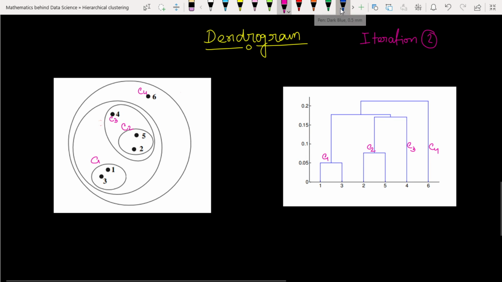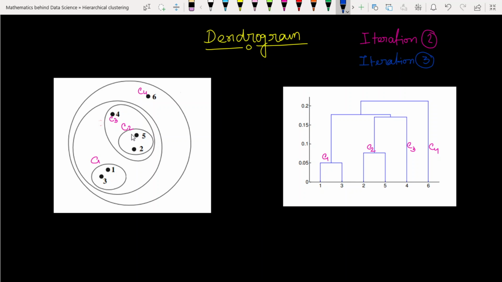Now let's see iteration 3. In iteration 1 we made each point a single cluster. Now in iteration 3 we will take the closest clusters. Now see these things. In iteration 3, which are the closest clusters?